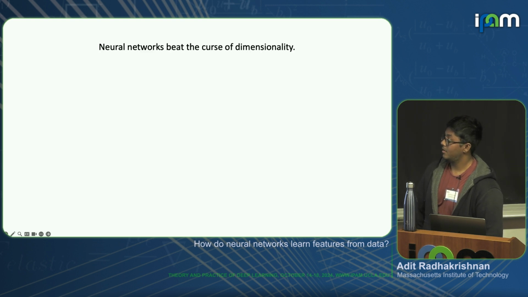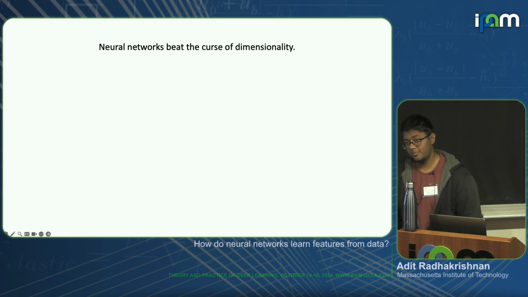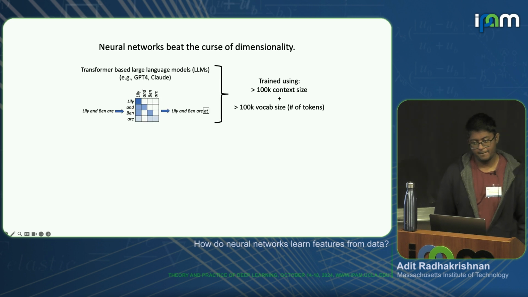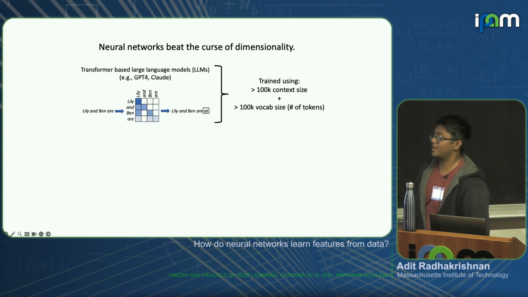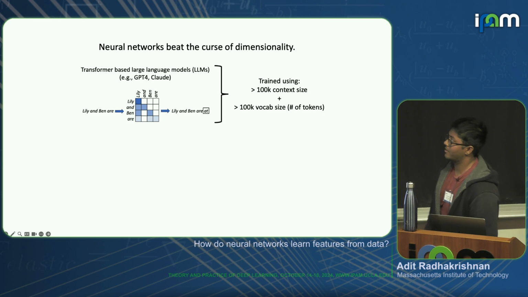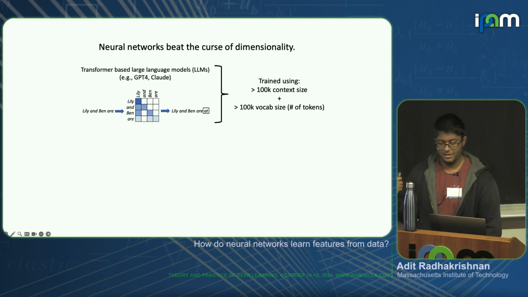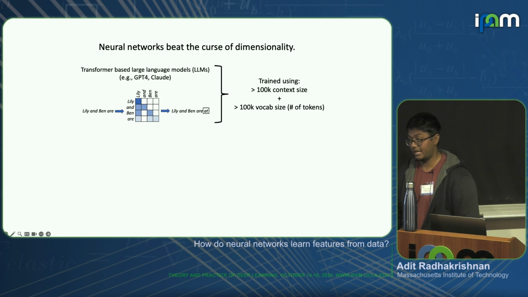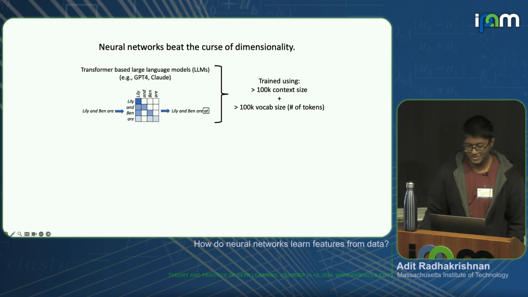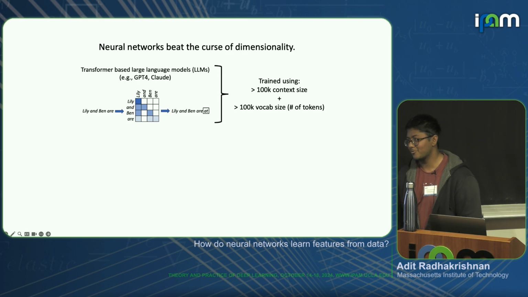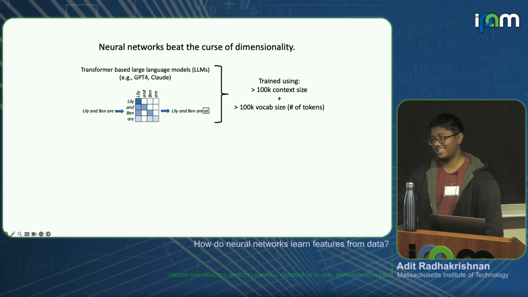So traditional kernels like the Gaussian kernel or Laplace kernel really do suffer from the curse. But on the other hand, neural networks clearly are beating the curse of dimensionality. If I take a look at an example like some large language model, something like GPT-4 or Claude, these models are now trained on massive context sizes, massive vocab sizes. In fact, I saw recently there's a challenge on Kaggle for using Gemini 1.5. That thing has a 2 million context size, which is seemingly absurd. Yet it still gives good results. So how is this possible?